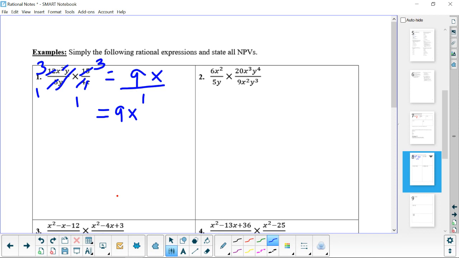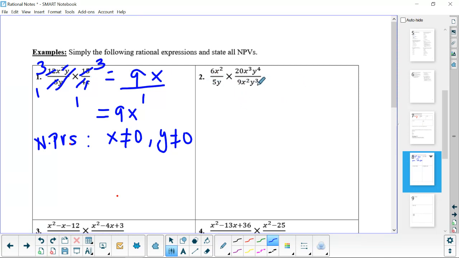So now let's determine our non-permissible values. Non-permissible values are x should not be equal to 0 and y should not be equal to 0. Because if our x or y or both are 0, then our denominator in this rational expression will be 0, and a rational expression with a 0 denominator is not defined. Okay, let's do example 2.